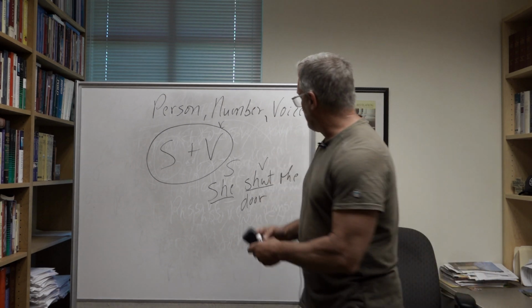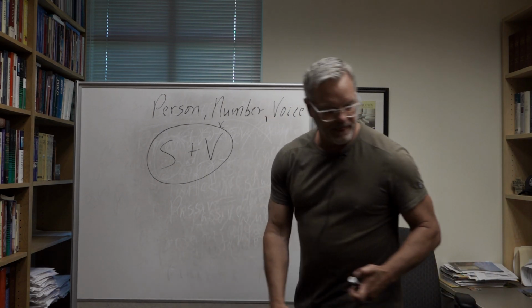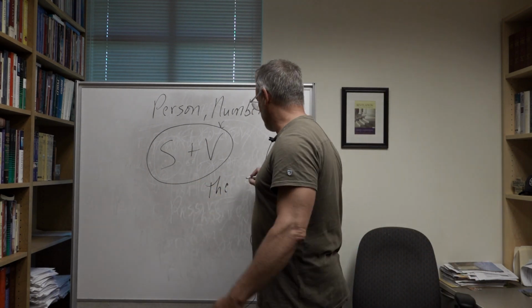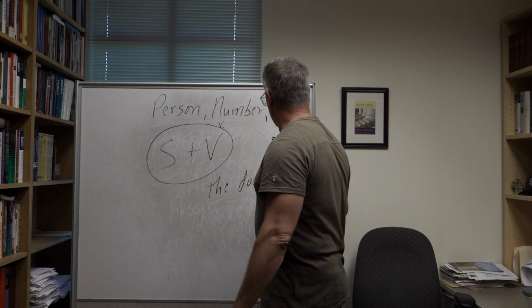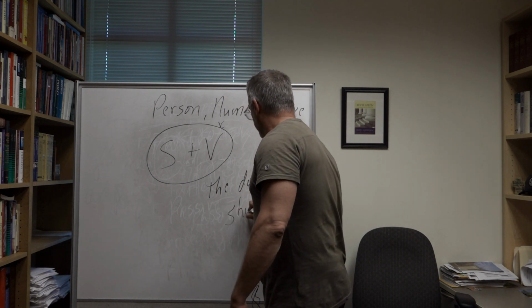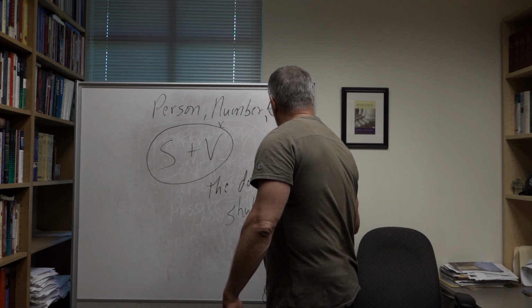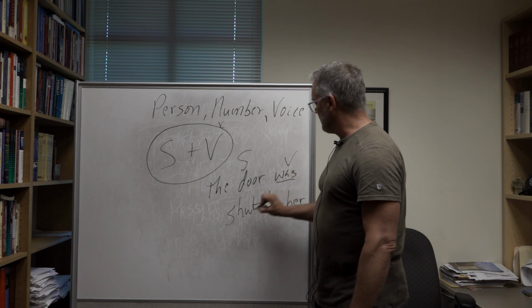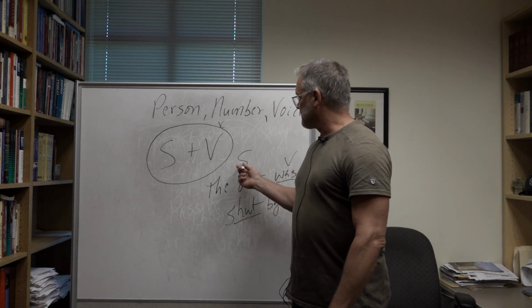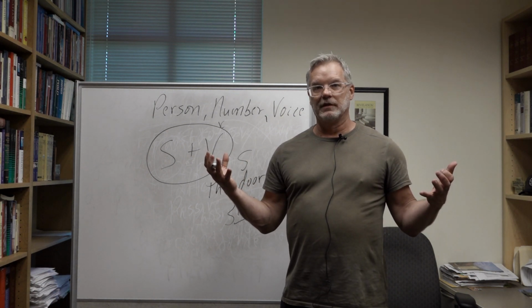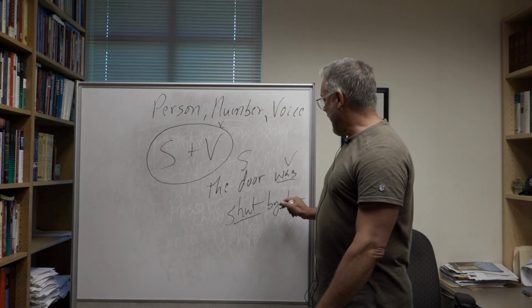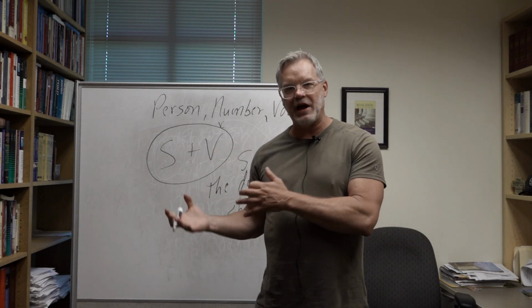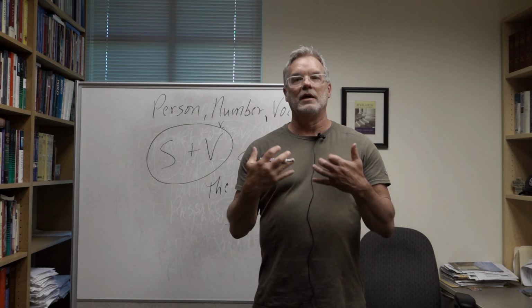I could also say this. It might sound a little awkward in English, but we could say the door was shut by her. Now notice the subject is door and was shut is your verb, but notice the subject is not doing the action. The subject is the recipient. And the agent, by her, is external. It's outside of the subject and the verb. Therefore, this is passive voice.